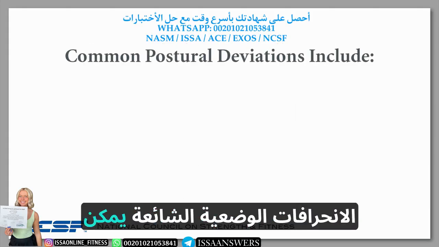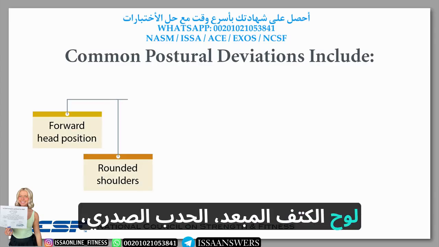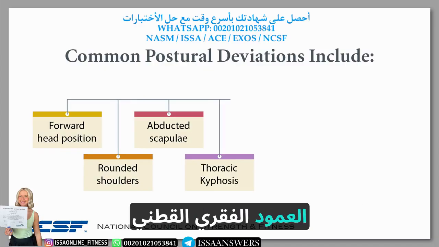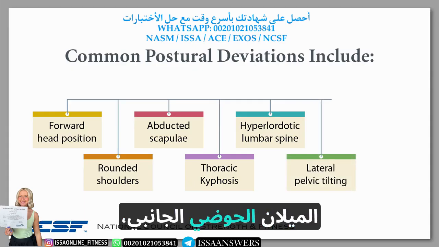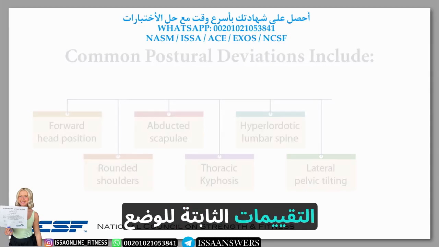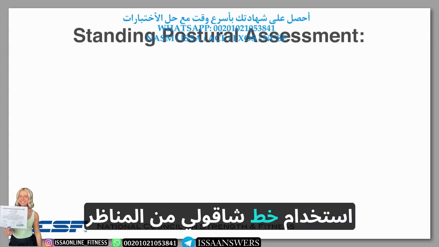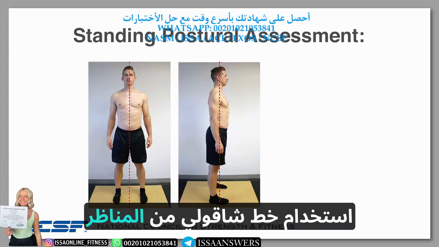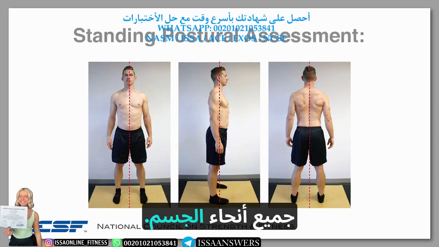Common postural deviations can include a forward head position, rounded shoulders, abducted scapulae, thoracic kyphosis, a hyperlordotic lumbar spine, lateral pelvic tilting, and knee or ankle deviations. Static assessments of posture often involve the use of a plumb line from anterior, lateral, and posterior views to expose any bilateral asymmetries throughout the body.